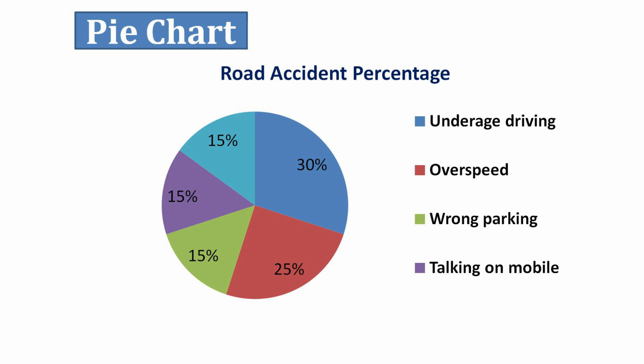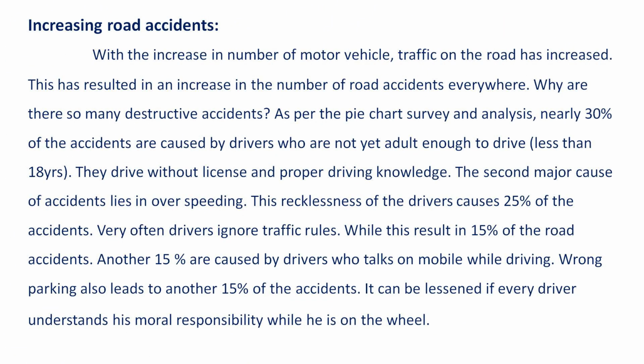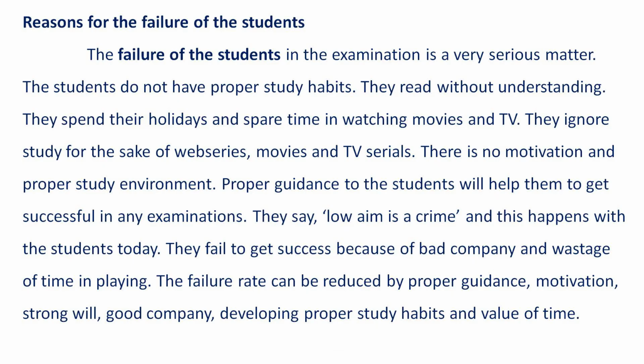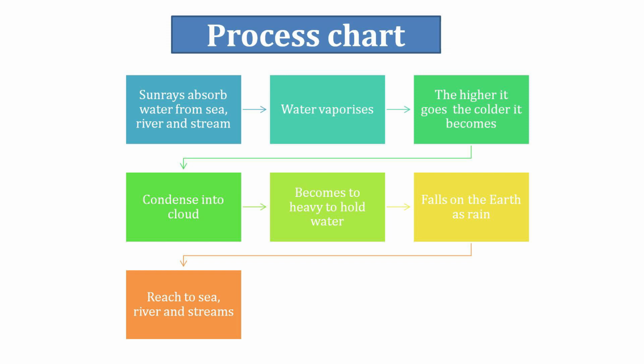As you can see, this pie chart shows the percentage of road accidents. This is non-verbal data given to you, and you have to convert it into a paragraph or text. Different colors of the pie chart indicate causes of road accidents with the percentage, such as underage driving, overspeed, wrong parking, talking on mobile phones, and ignorance of traffic rules. This information is now transferred into a paragraph. Have a look. You can read it in detail. Well, we have some more examples of non-verbal to verbal information transfer as part of your exercise.